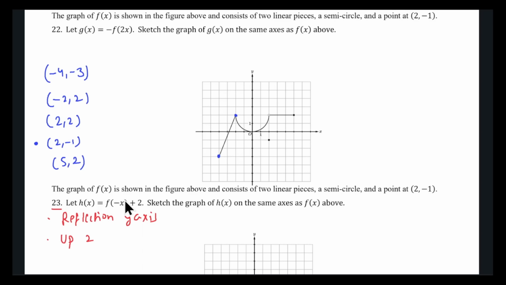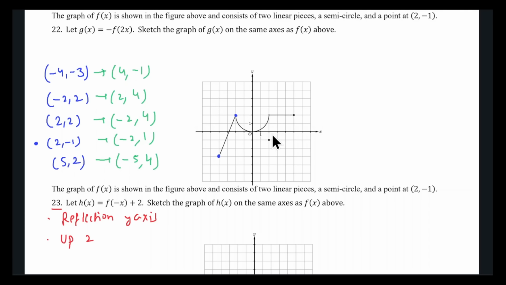So reflection about the y-axis will just change the sign of x, right? Whether it's plus, it becomes minus. If it's minus, it becomes plus. So this will become 4, this will become 2, this will become negative 2, this will become negative 2, and this will become negative 5. And then up by 2 is just y coordinate added by 2. So this will become negative 1, this will become 4, this will become 4, this will become 1, this will become 4.